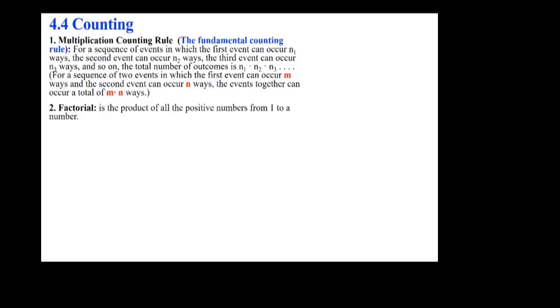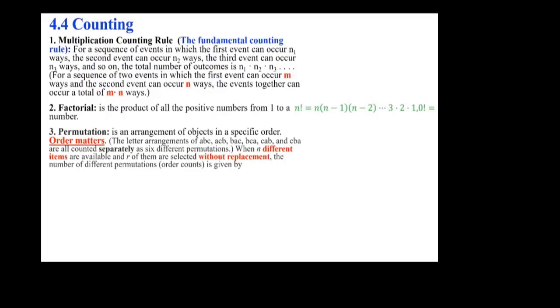And n factorial is the product of all positive numbers from 1 to a number. We already discussed the multiplication, or the fundamental counting rule. N factorial, it simply starts with n and it goes down all the way to number 1. We multiply those numbers. So if we said 10 factorial, that means 10 times 9 times 8 all the way to 1. 1 factorial and 0 factorial are 1. Actually, 0 factorial becomes 1 because of the definition of a combination. Permutation is an arrangement of objects in a specific order. Order matters.